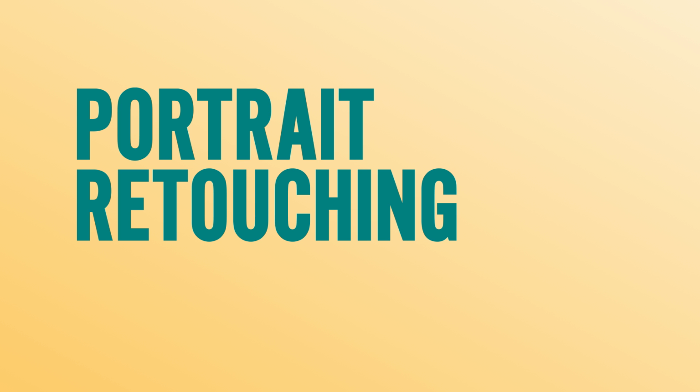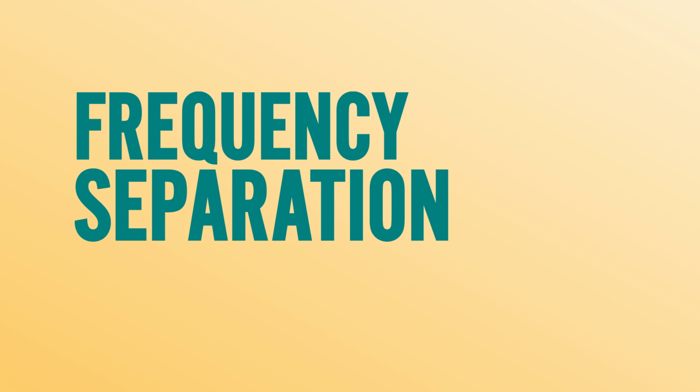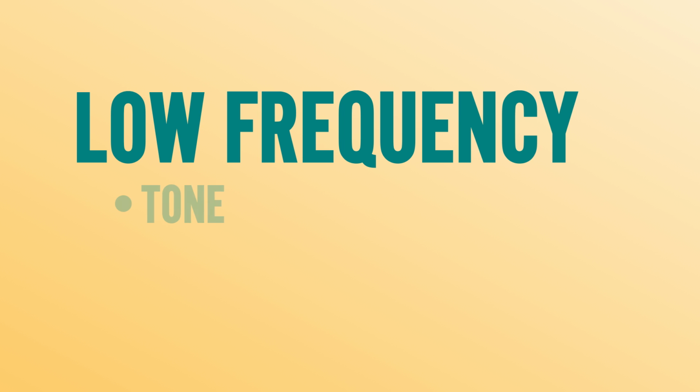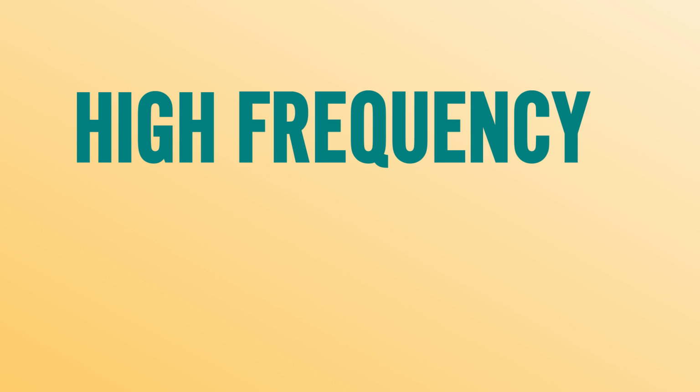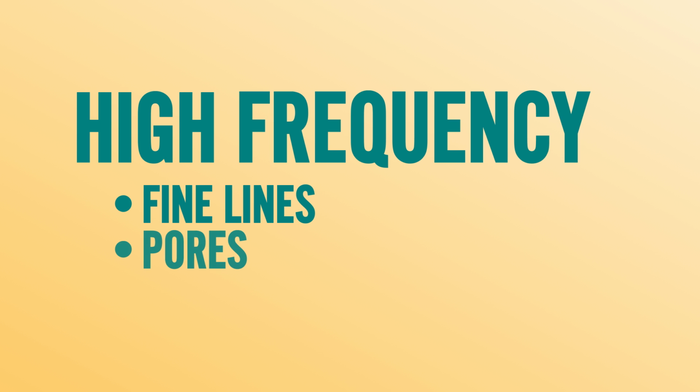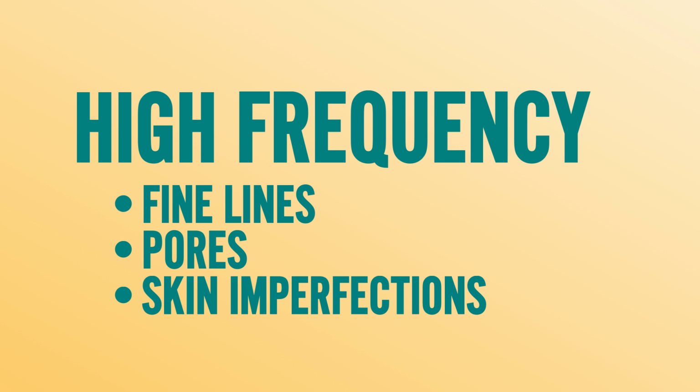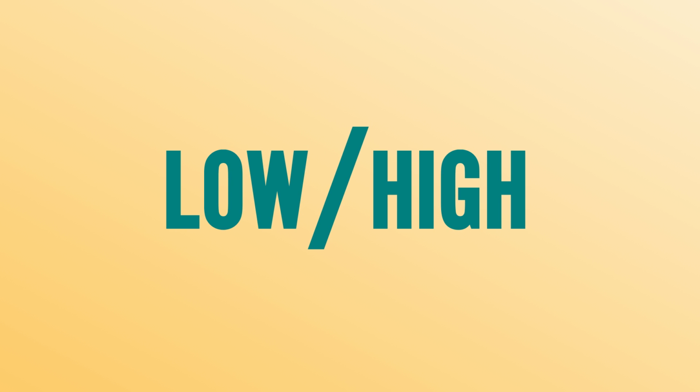When it comes to portrait retouching, there's a variety of tools and techniques people use to get the most out of their photographs. One staple and favorite of mine to teach is frequency separation. In short, frequency separation is a method of skin retouching in which the low-frequency image data, like the tone, volume, and color transitions, are worked on separately from the high-frequency image data, like fine lines, pores, and skin imperfections. By allowing us to work on these things independently, we can perfect the image without really destroying it. If we keep the textures and clean everything up, we get something a lot more believable.